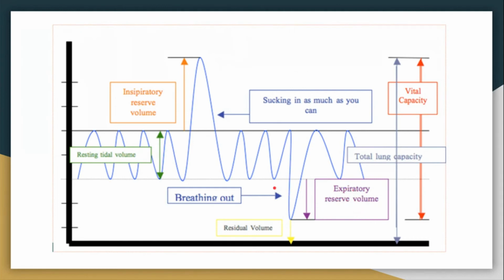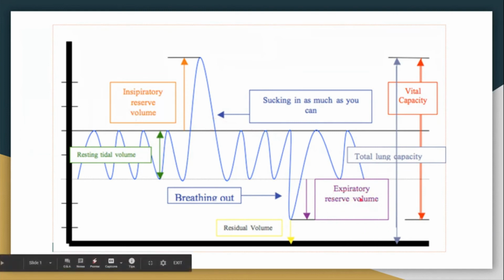So that reserve volume is quite high. However, during exercise, because your tidal volume has increased, it means that there is less inspiratory and expiratory reserve volume. So these two here will decrease during exercise.